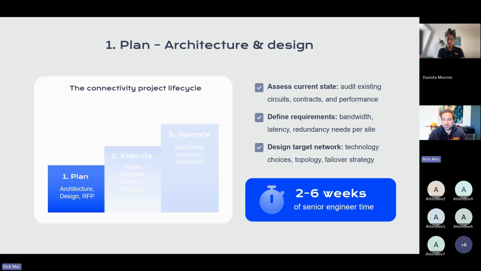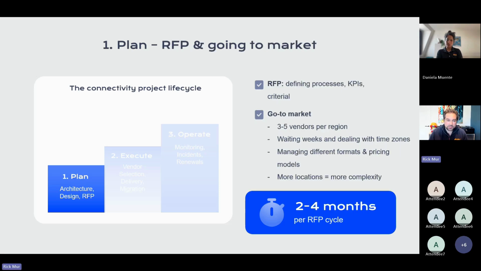And as you see, we estimate that a few weeks of that senior engineer's time will be spent on purely the architecture and design phase of that. And then if we continue to the phase where we start to collect offers.